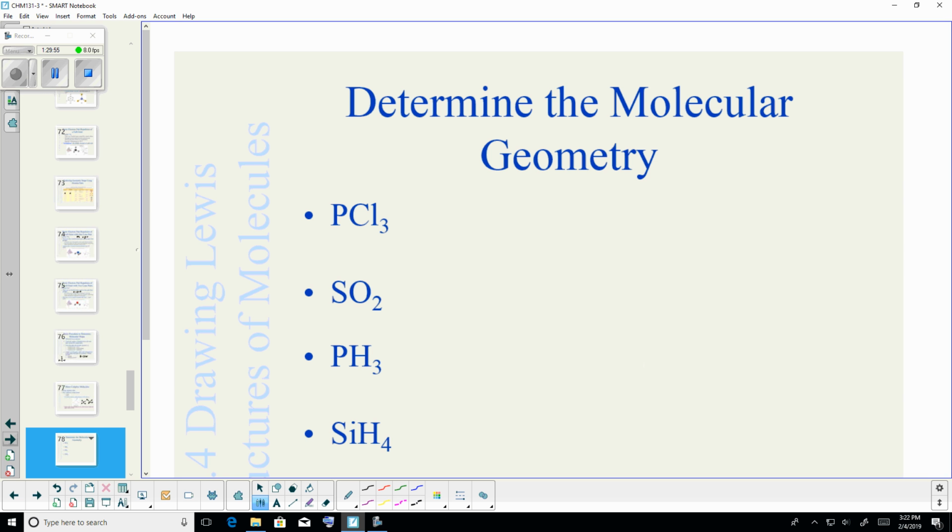So if we do PCl3, the first thing we do, we have to determine its Lewis structure. How many valence electrons? What'd you say? I didn't hear what you said. I can't hear what you're saying back there. You're mouthing it. I think you're right. 26. Chlorine has 7. There's 3 of those, 21. And so we have 26 electrons.